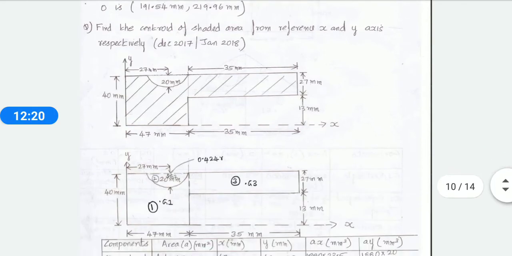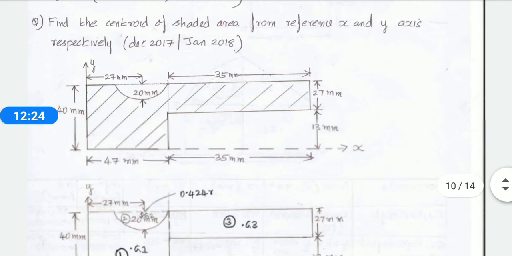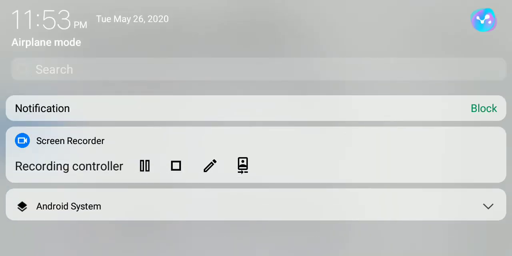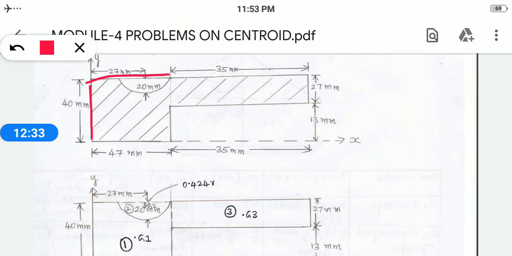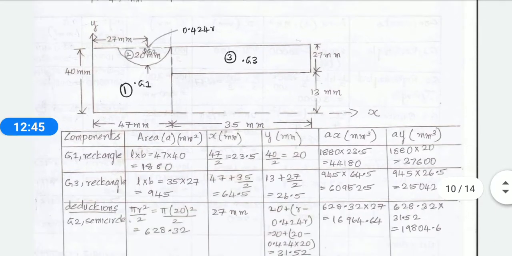Now we are going into some more problems for it. I'll just show you how to divide it into simple shapes. Then you can do the remaining things. See, this can be taken as one whole rectangle and you can subtract this semicircle. Okay, this can be taken as a semicircle. This can be taken as one rectangle. That is what they had mentioned over here.